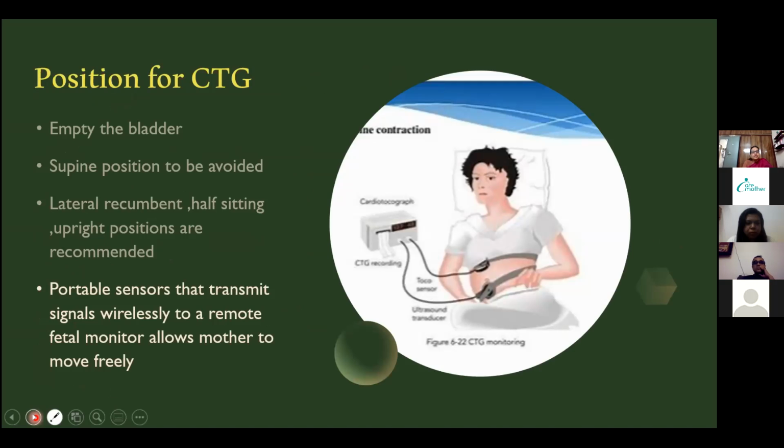Then how do you position the patient? Ask her to empty the bladder. A supine position has to be avoided in pregnant women, all of us know. So it has to be a lateral recumbent or a semi-reclining position. Half sitting positions are recommended.